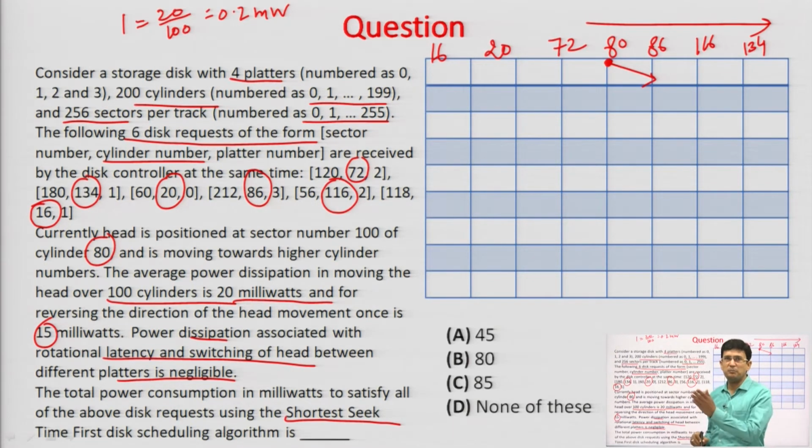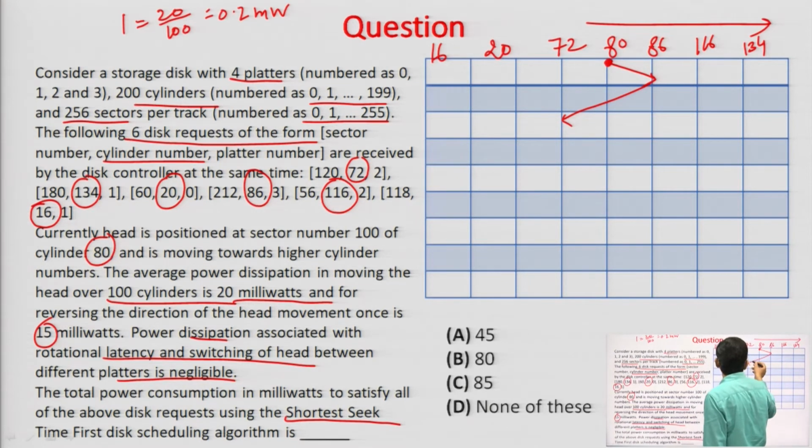It was moving up, fine, it is moving up only. It has satisfied the 86 request. From 86, there are two possibilities, either to go to 116 or 72. If you go to 116, 30 distance will be travelled. If the disk arm is moved from 86 to 72, 14 distance will be travelled. So, you change the direction and go to 72. So, one change of direction has taken place here.